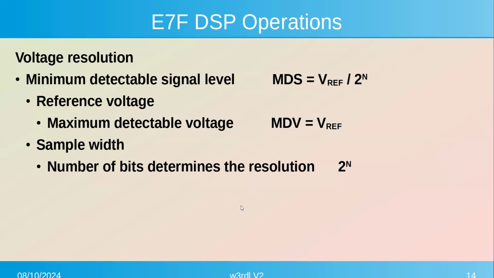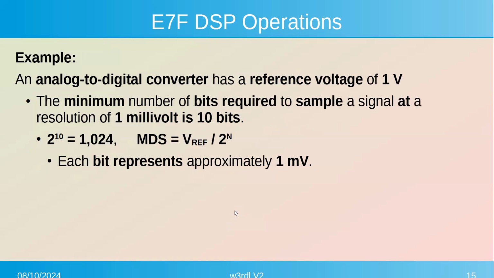10 bits is 1024. That's a good one to remember. Yeah. So we'll do an example. If the reference voltage is 1 volt and we have a 10-bit A to D, if we do the math, then each bit is approximately 1 millivolt. If you actually did it on a calculator, it's slightly less, but close enough to 1 millivolt.